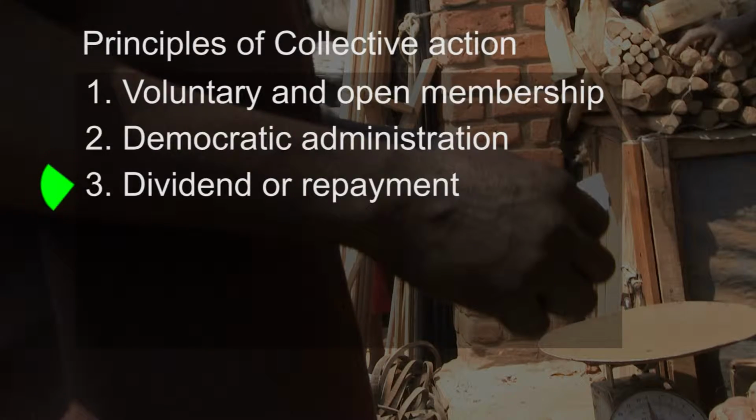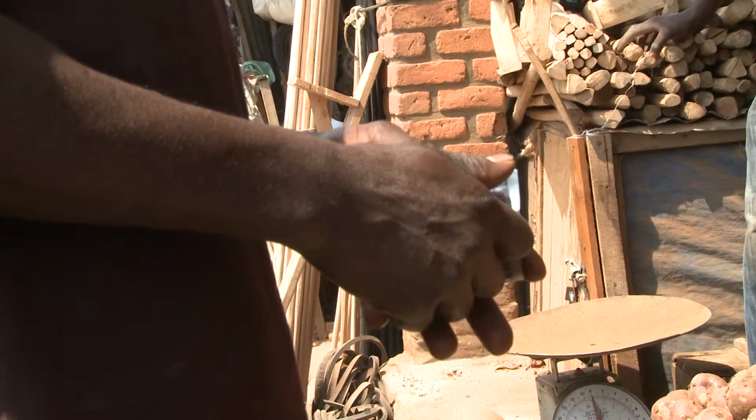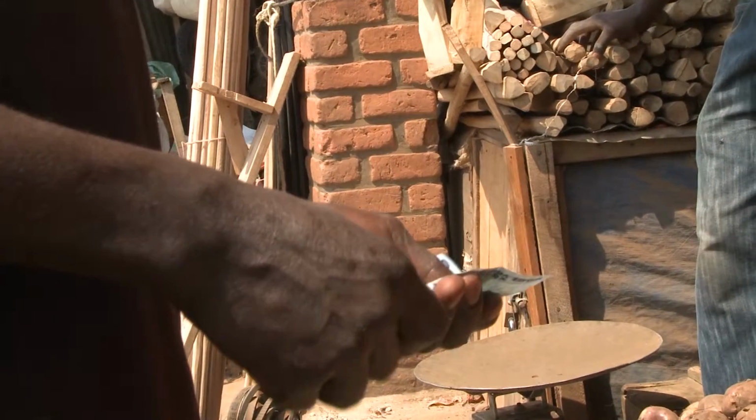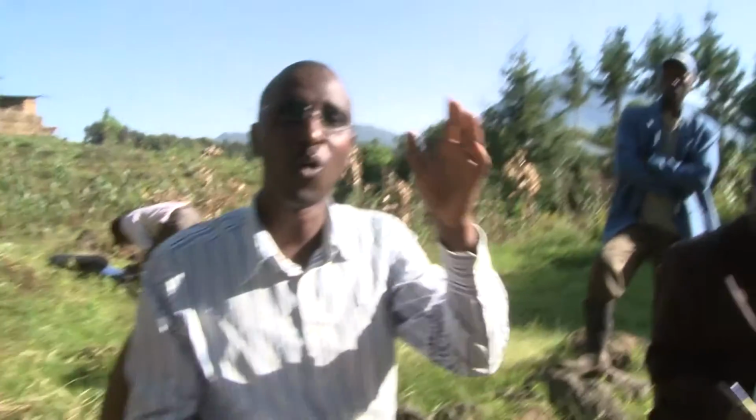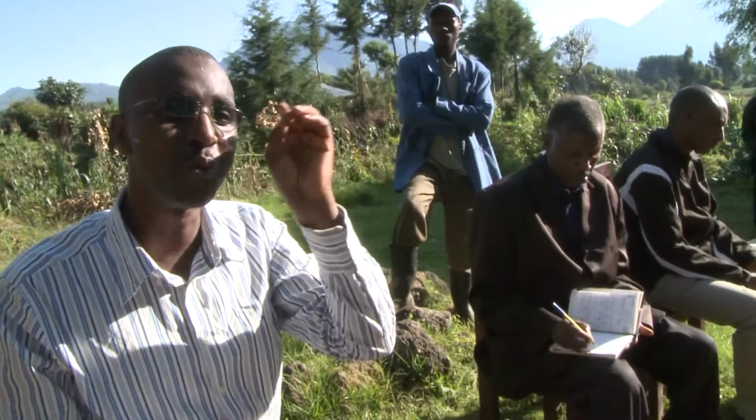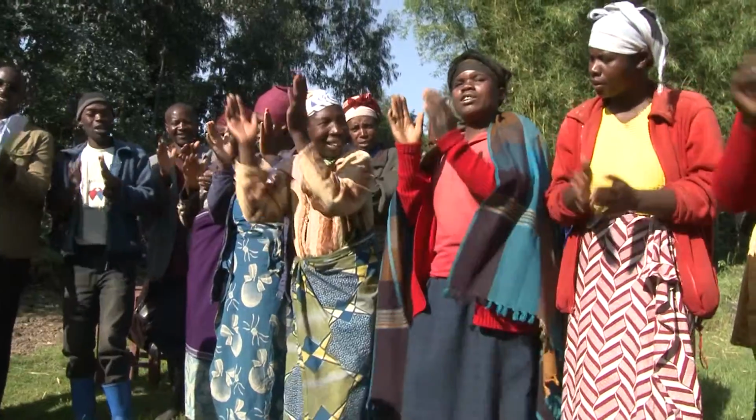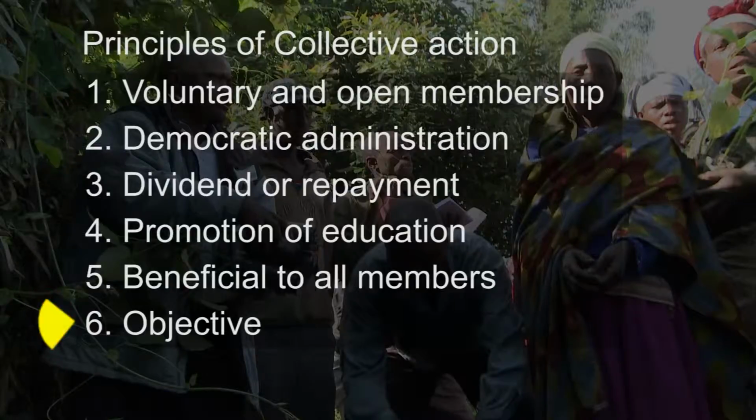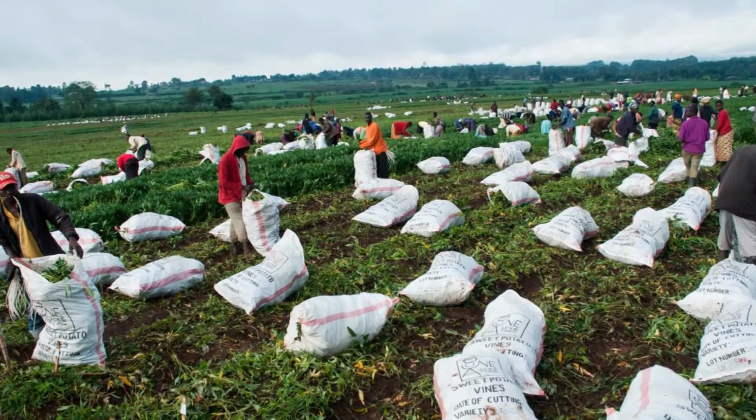3. Dividend or repayment. If the activities run by the group make any surplus, it should be distributed among the members depending on their contribution to the surplus. 4. Promotion of education. There should be education for all the members on various issues. 5. Beneficial to all members. All efforts of the group should go to the interest or benefit of all the members. 6. Objective. To promote principles of collective action within the group members.